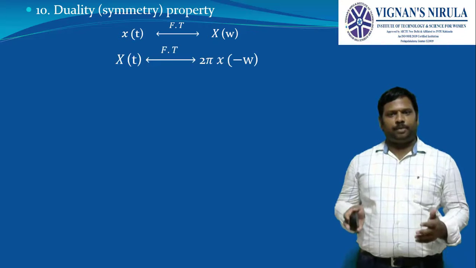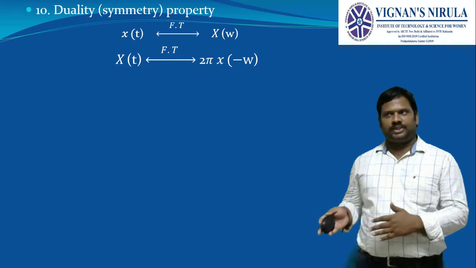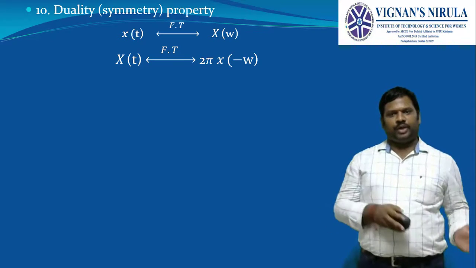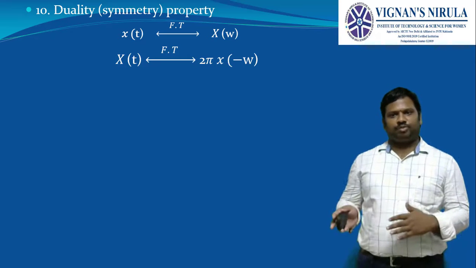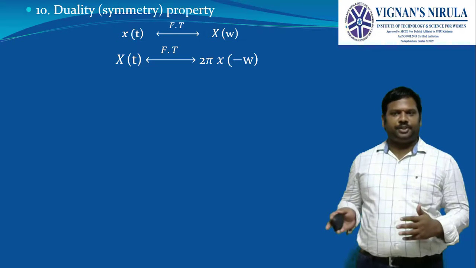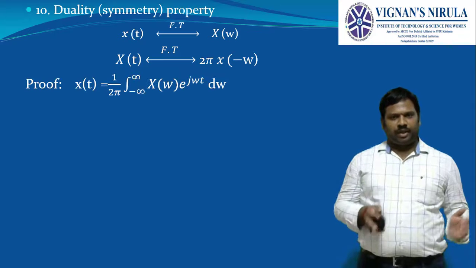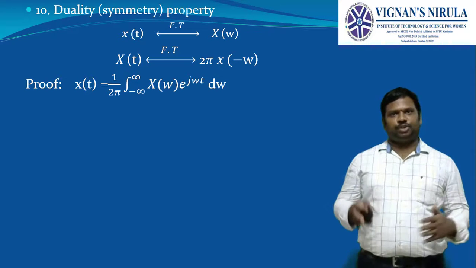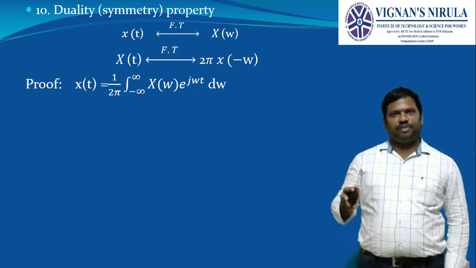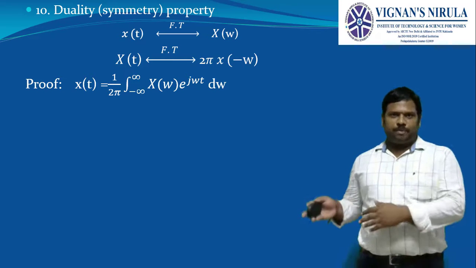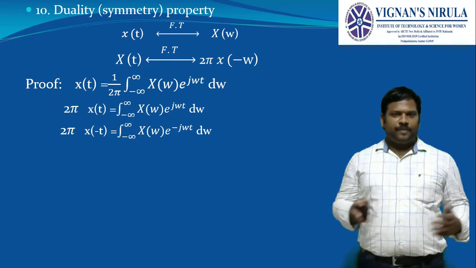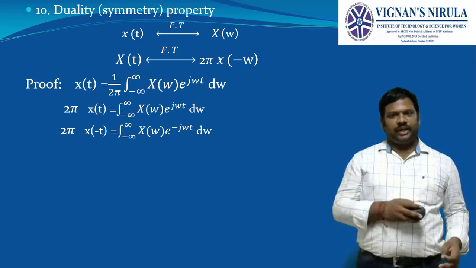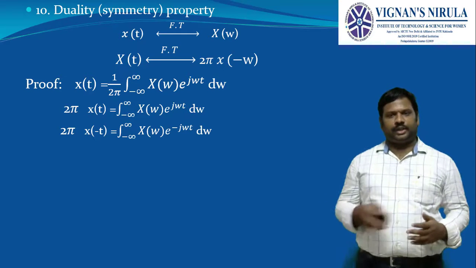Next comes the duality property. x of t has Fourier transform capital X of omega. Now capital X of t has Fourier transform 2 pi into x of minus omega. That is the duality property. Further, consider x of t, which is 1 by 2 pi from minus infinity to infinity X of omega e power j omega t d omega.